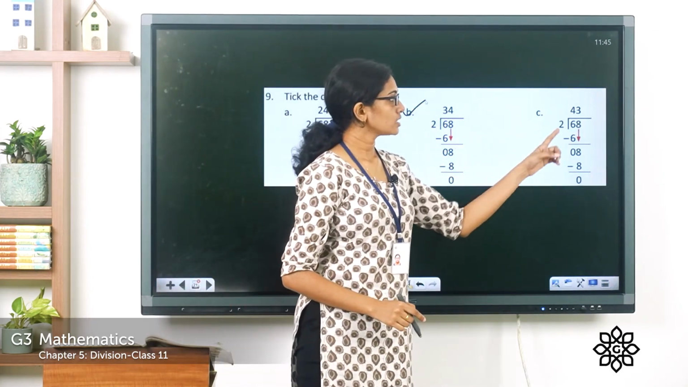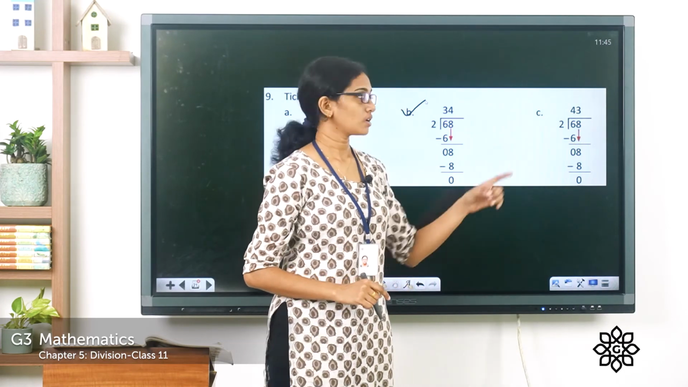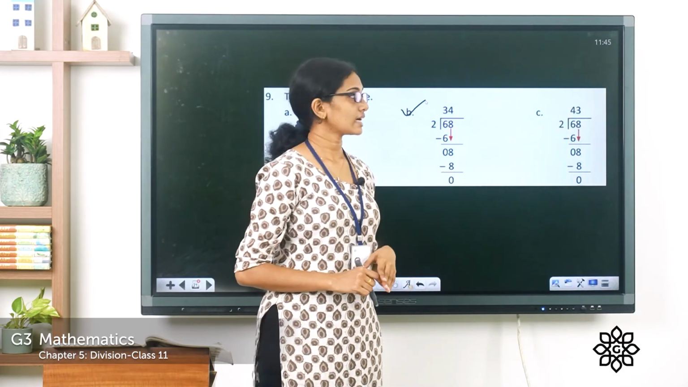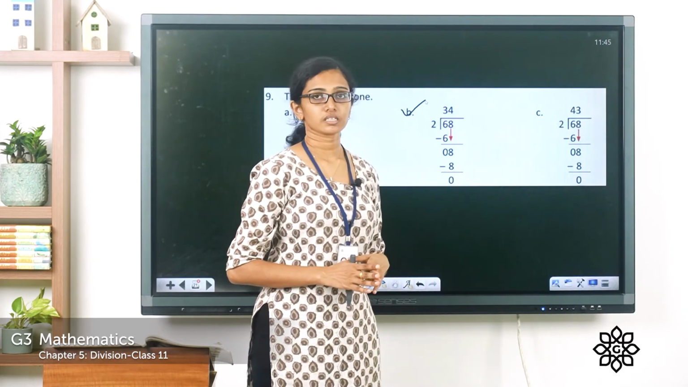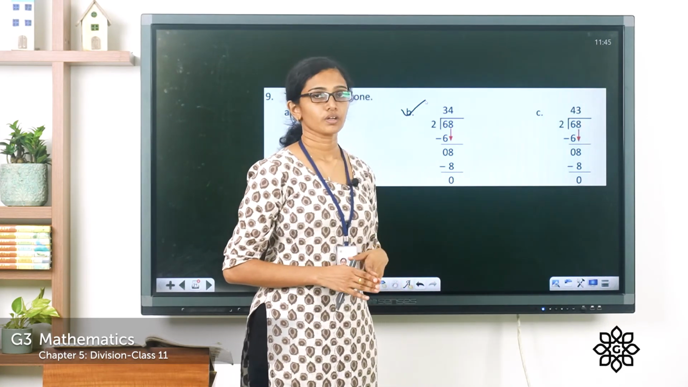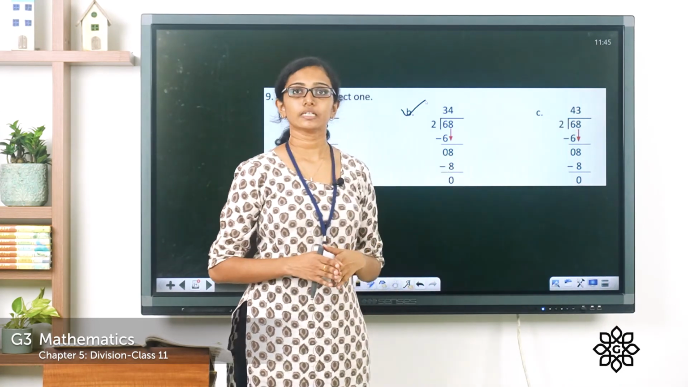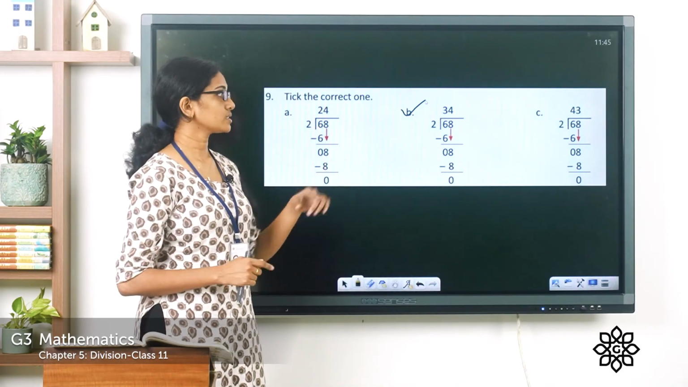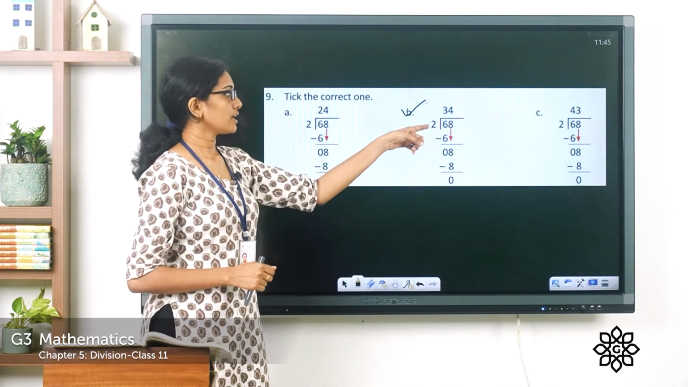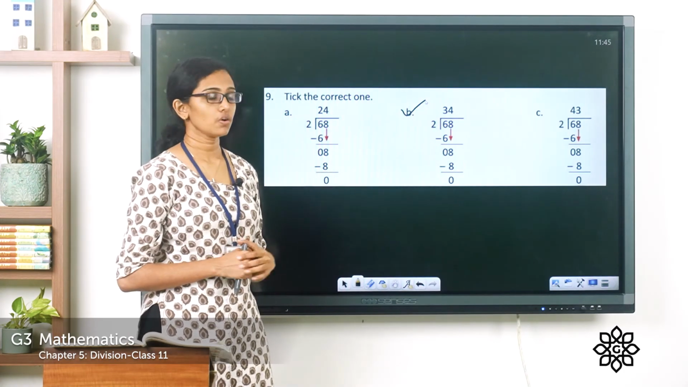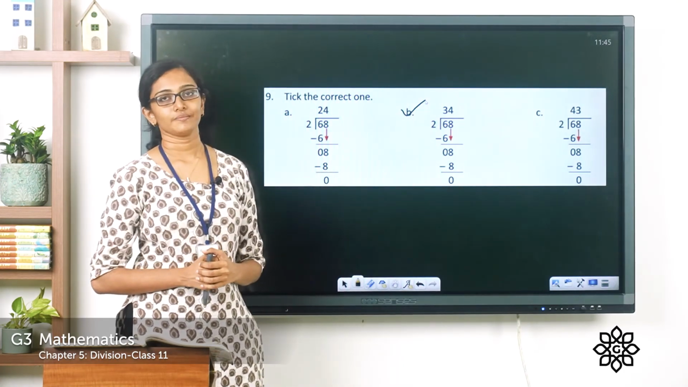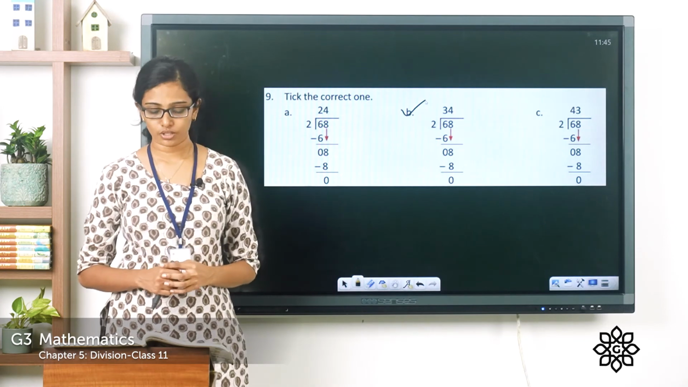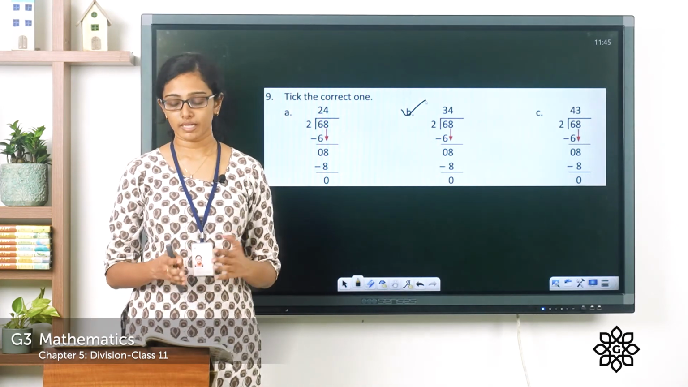The third case, the quotient into divisor. 43 into 2, and that is equal to 86 plus the remainder 0. So that is not equal to the dividend given here. So the only correct division given here is choice B. 68 divided by 2 is equal to 34 without any remainder. So I hope these questions are clear to you. You can go through them once again to make it clear.